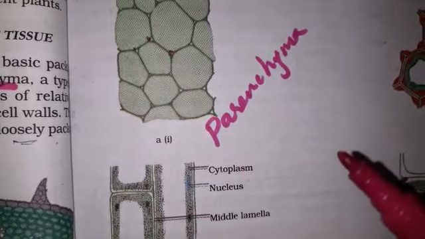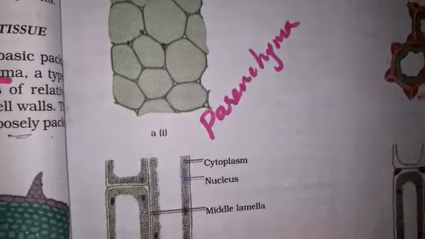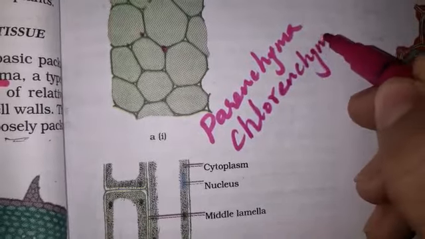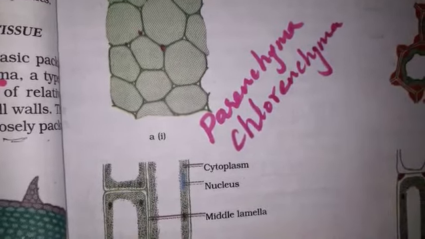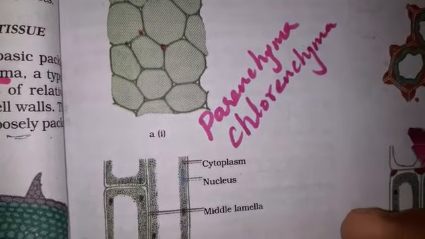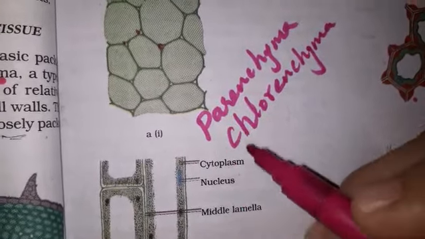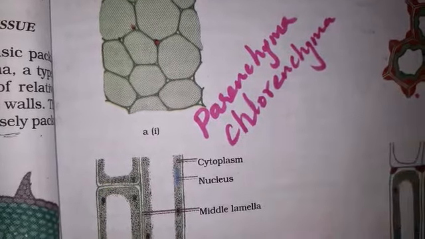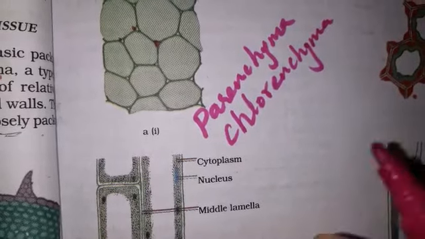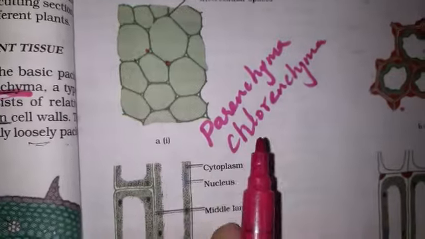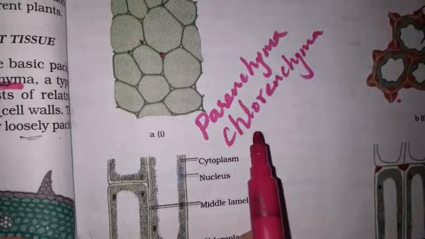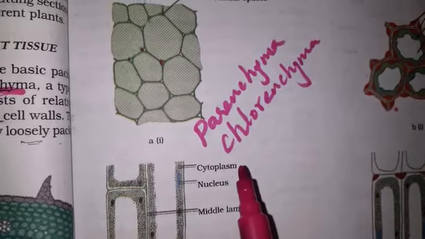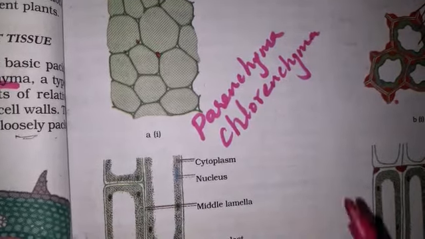Sometimes it contains chlorophyll, and the chlorophyll-containing parenchyma is called chlorenchyma. What is that? Chlorenchyma. And sometimes it contains air spaces between the cells. Before moving on, see this chlorenchyma: as it contains chlorophyll, we know that chlorophyll-containing cells will perform the process of photosynthesis, right? So mostly it is found in the leaves of green plants. Next we will learn about aerenchyma.